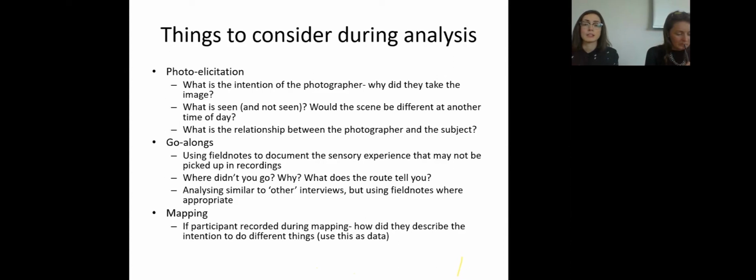The analysing of the text and the recordings can be similar to other interviews, but then we can use the field notes to enrich the experience of analysis and writing up where appropriate. In terms of mapping, I'd also suggest maybe recording the mapping exercise. So we'd also have a narrative of why each element is on the map, and then we can also analyse the map as an image in itself.